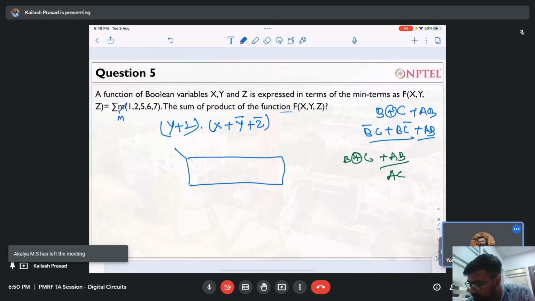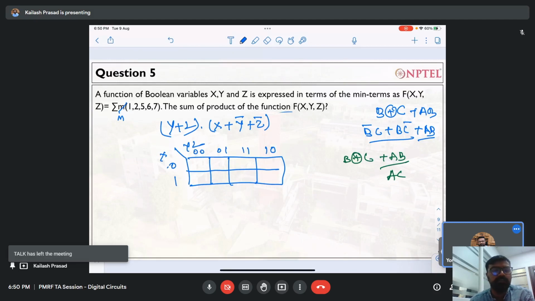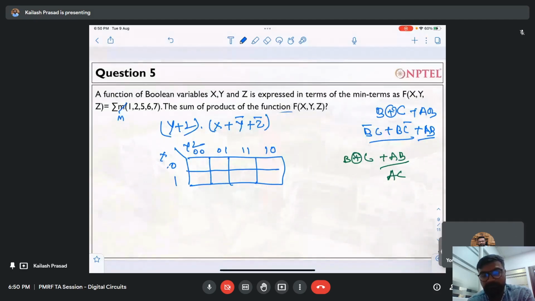So I have a Karnaugh map, right? And now I have X, Y, and Z, right? So this is 0, 1, then this is 0 0, 0 1, 1 1, and 1 0, right? Here the 0 refers to non-inverted, and 1 for inverted. So that is x and x bar. And in the top line, 0 refers to non-inverted, right? So y plus z. Then the second term is y plus z bar, and third is y bar plus z bar, and fourth is y bar plus z.